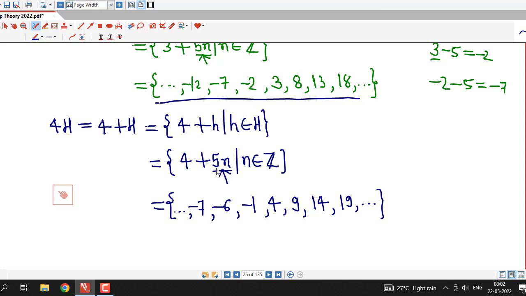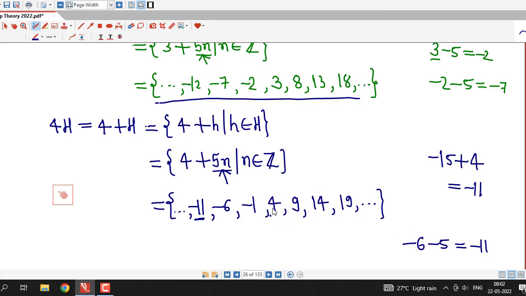For n equal to minus 3, this is minus 15 plus 4, so that is going to be minus 11. Let me check this. So here I have to write minus 11, and we can see that if I subtract my 5 from minus 6, then I also have minus 11. So this is minus 11, not minus 7.